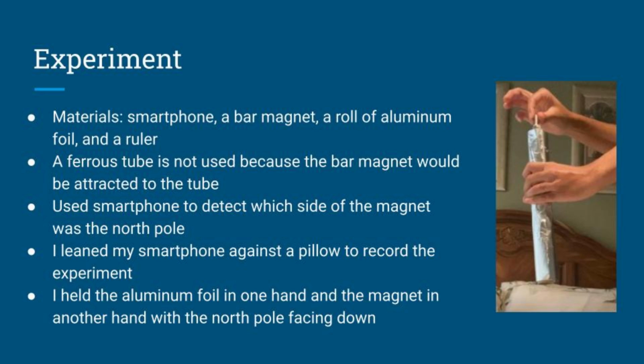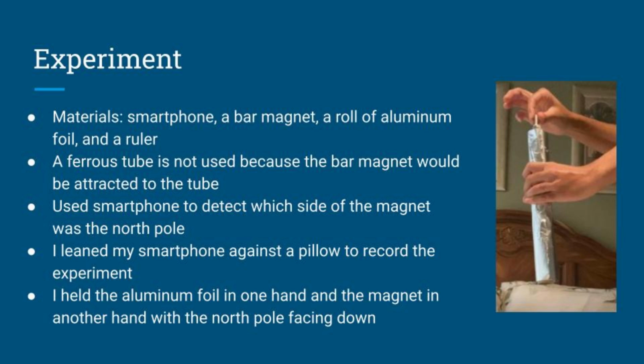I used my smartphone, a bar magnet, a roll of aluminum foil, and a ruler for this experiment. The ruler was used for just measuring the aluminum foil dimensions. A ferrous tube is not used because the bar magnet will be attracted to the tube. I used my smartphone to detect which side of the magnet was the North Pole, which is necessary so that the north side of the magnet could be placed downward as it moved through the tube.